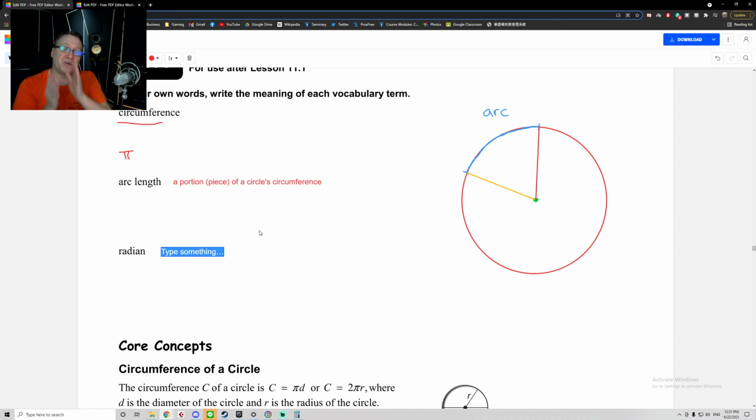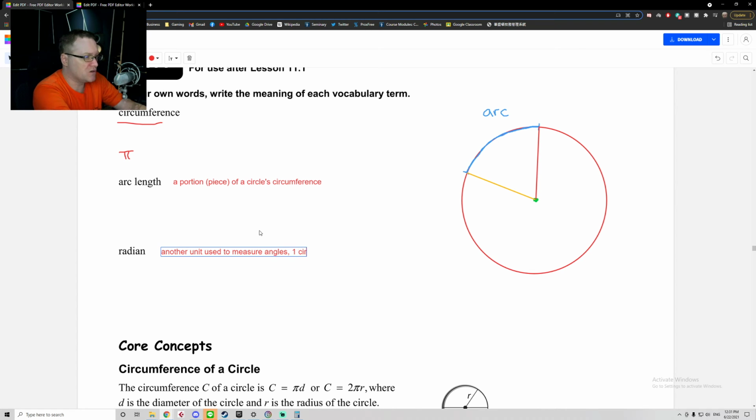Well, same thing with angles. If I want to measure an angle, I can use degrees. That's what you guys already know how to use. But there's actually another thing that we can use. It's called a radian. It's another unit for measuring angles. So it's another unit used to measure angles.